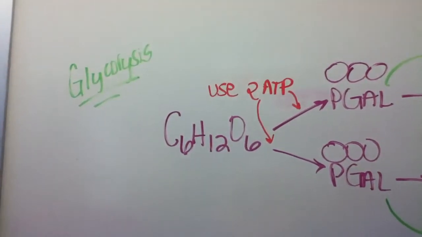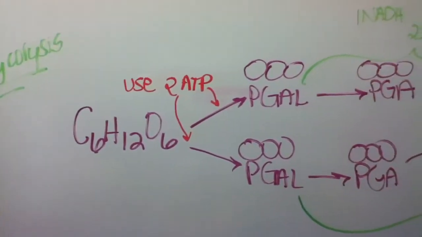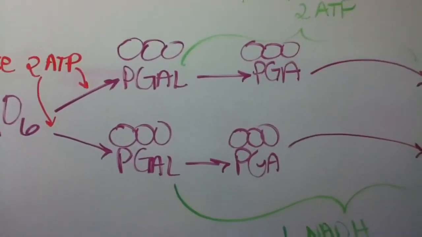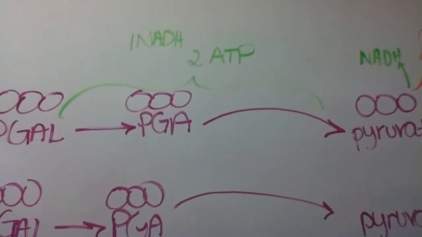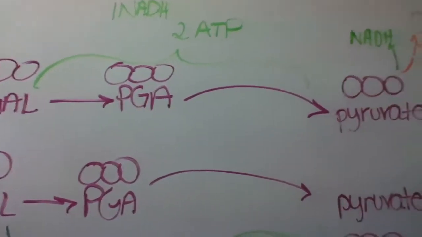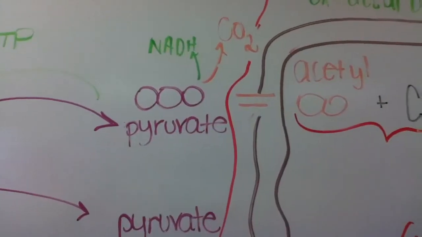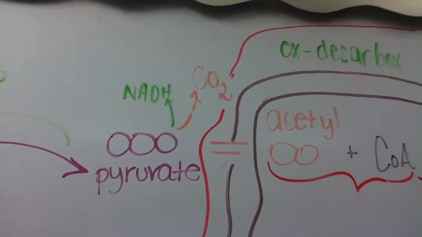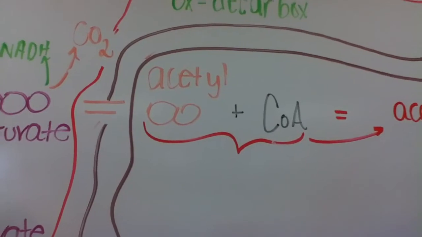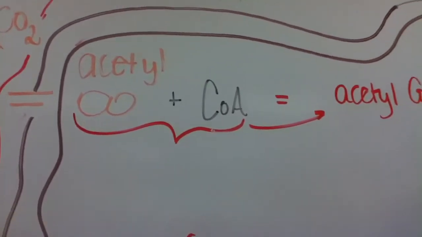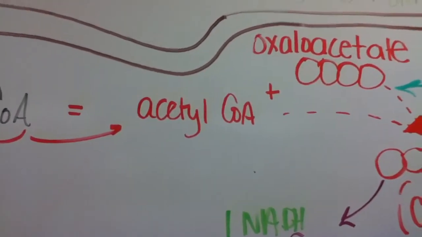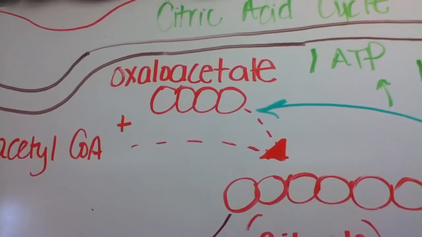Okay guys, this is what we did in class. Glycolysis uses 2 ATP to oxidize glucose, which then becomes PGAL, which then uses 1 NADH and 2 ATP, which then becomes pyruvate, which loses the CO2 and NADH, becoming the acetyl carbon, which then attaches to the enzyme CoA, so then becomes acetyl-CoA, which then becomes oxaloacetate.